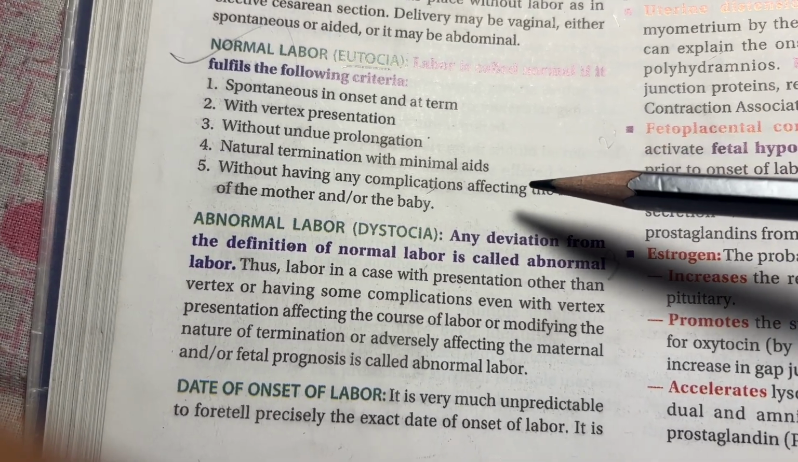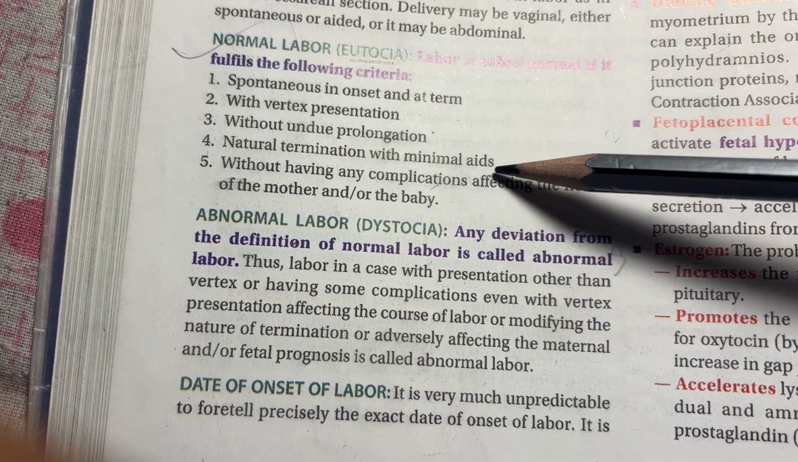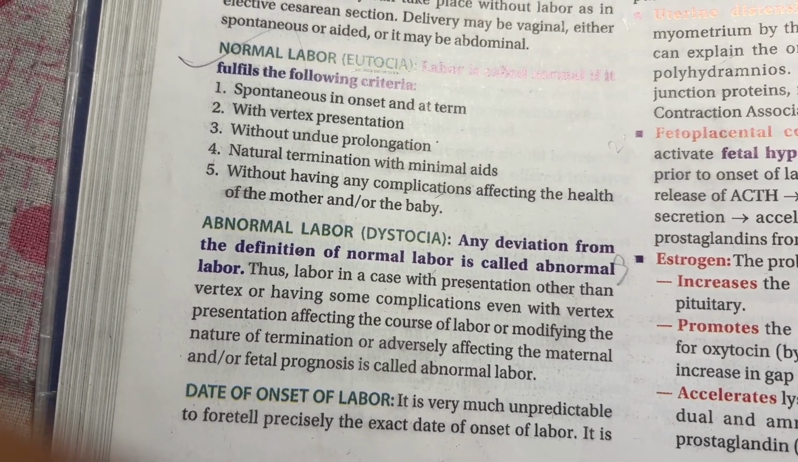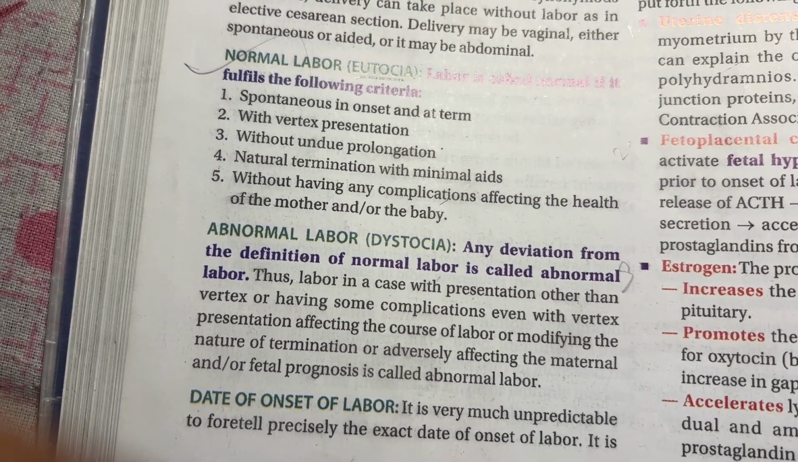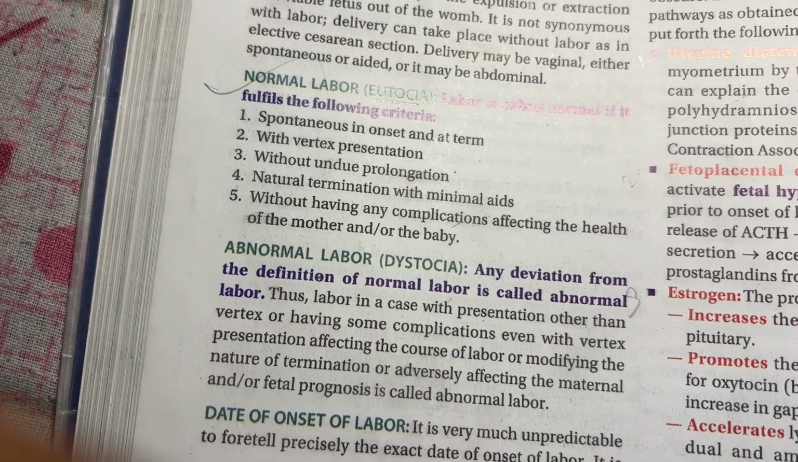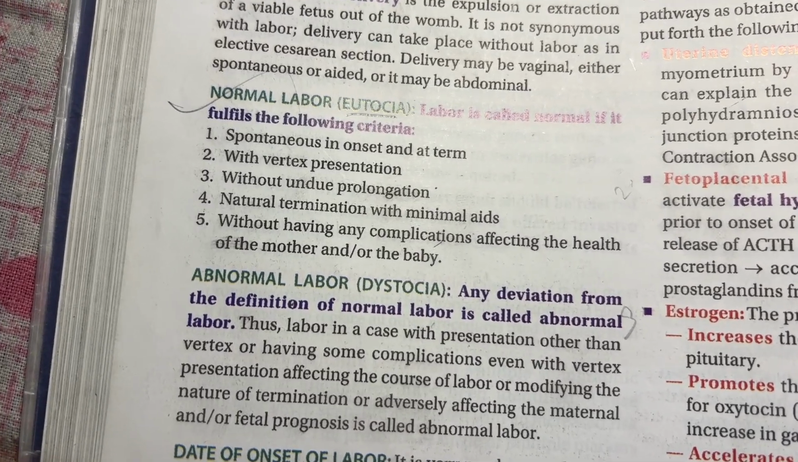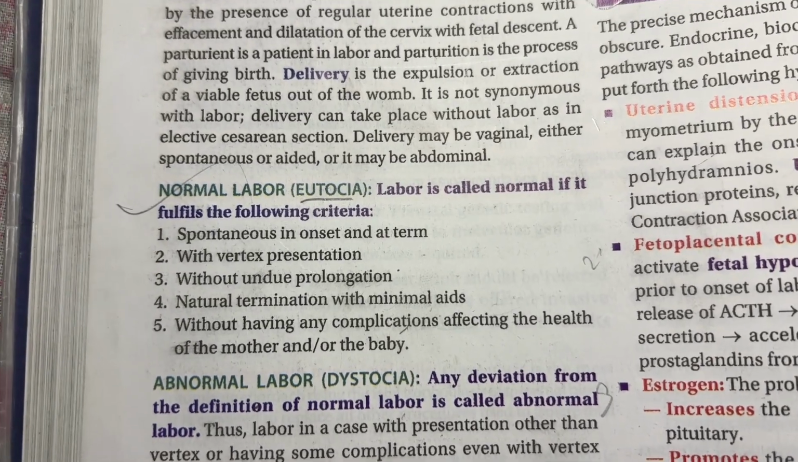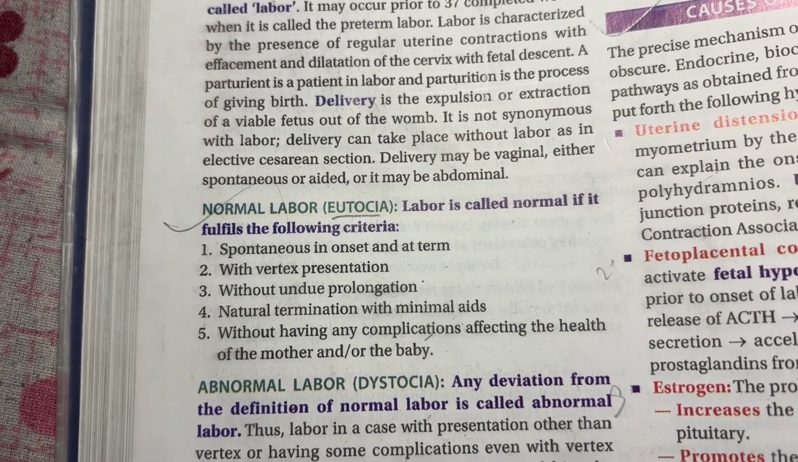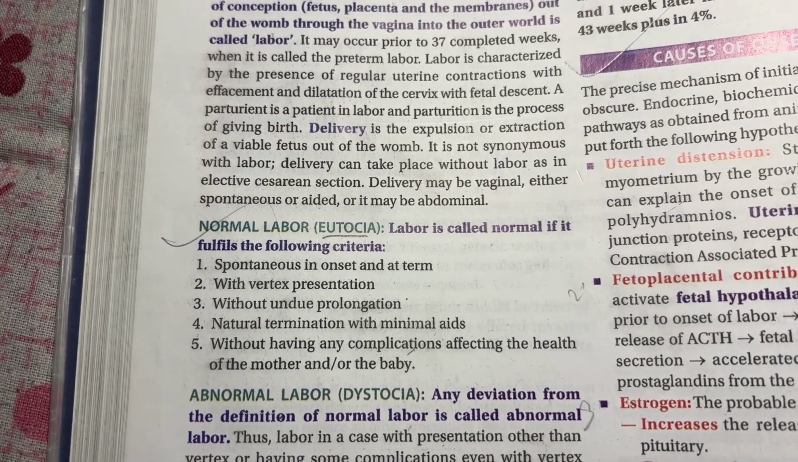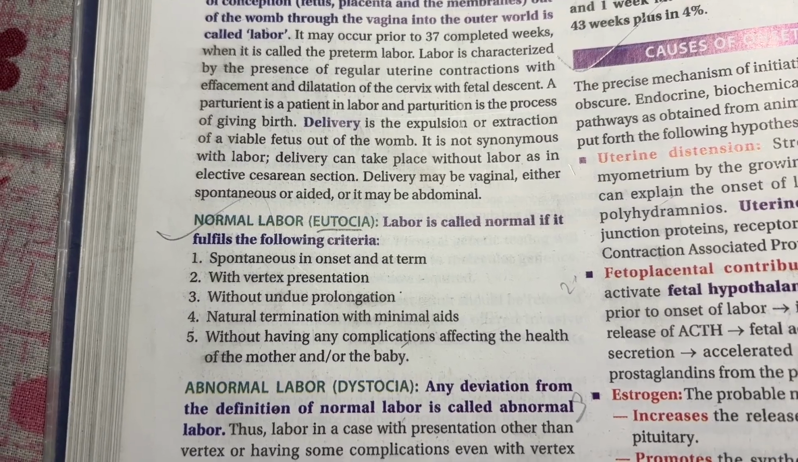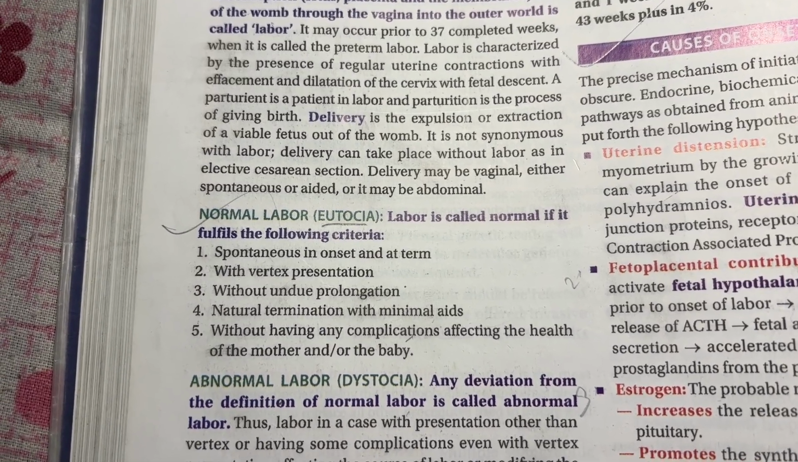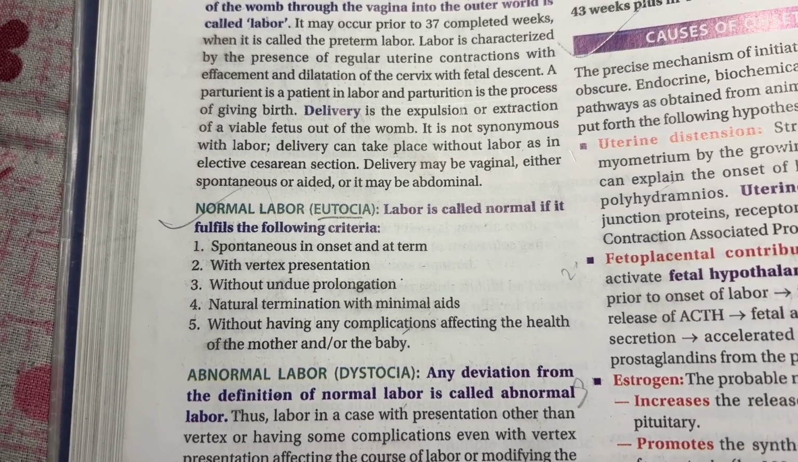And then number 4 is natural termination with minimal aids. Natural termination means it should be natural and with minimal aids. We can't use more forceps or other aids for delivery. It should be natural termination with minimal aids. Only the normal things can be used for normal labor.